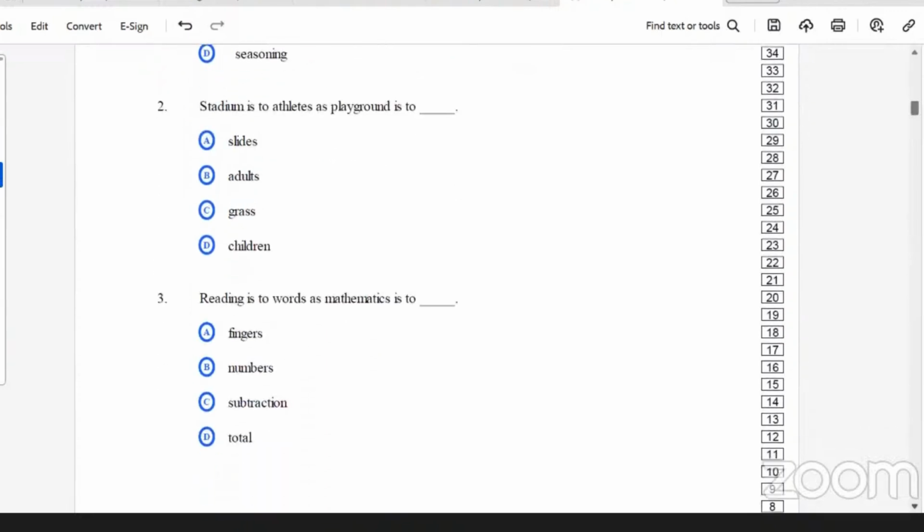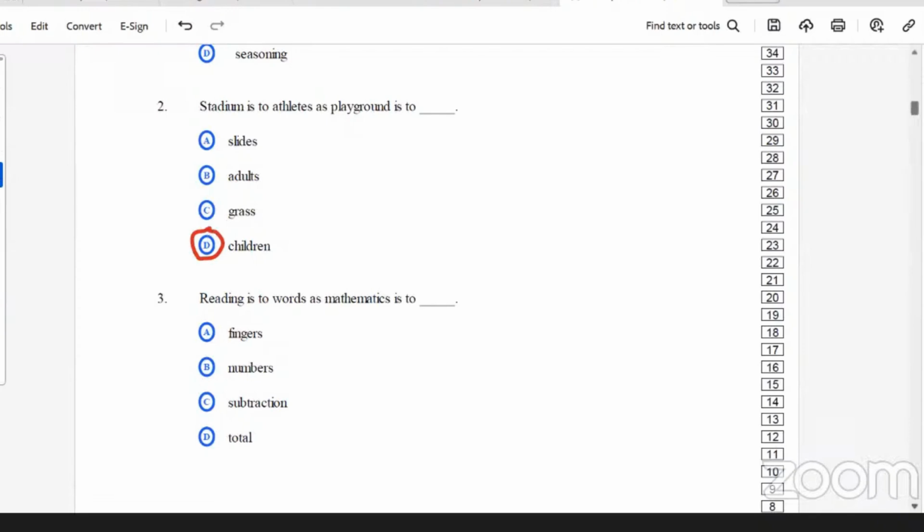All right, question 2. Stadium is to athletes as playground is to. Is it slides, adults, grass, children? The answer is D, children. Athletes are the persons you'd find in a stadium, and children are the ones who would use the playground.